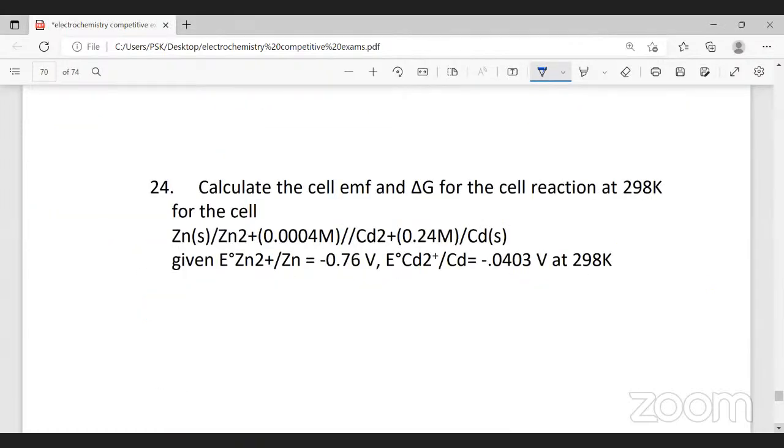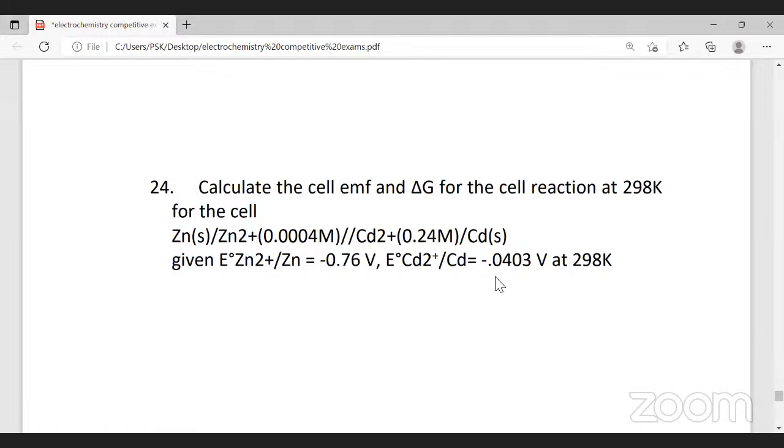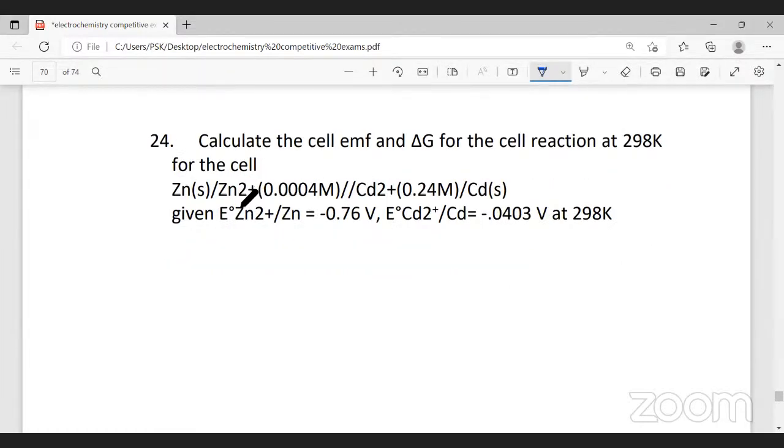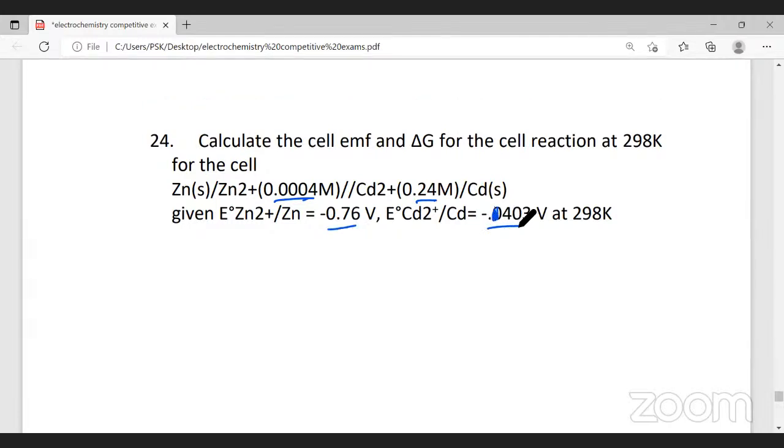Calculate the EMF of cell and delta G for the reaction at 298 Kelvin. They've given you zinc concentration, they've given you cadmium concentration, and E naught of zinc, they've given you E naught of cadmium as minus 0.403. They're asking you to calculate the EMF of the cell and delta G. Now, how do we calculate the EMF of the cell? Before that, we will calculate E naught of cell. E naught of cell is E naught of cathode minus E naught of anode.